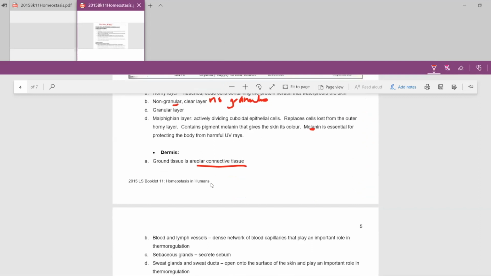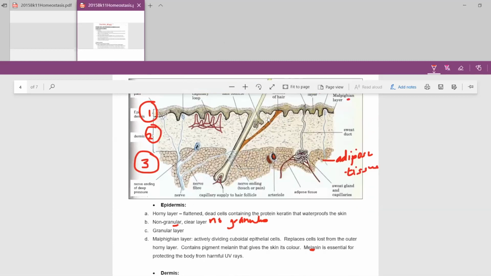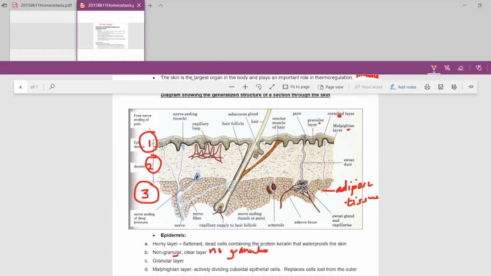You also have blood vessels and lymph vessels. The blood vessels are very important. You will learn they are very important now in thermoregulation. You also get sebaceous glands. These are the sebaceous glands here. Sebaceous glands are always attached to the hair follicle.